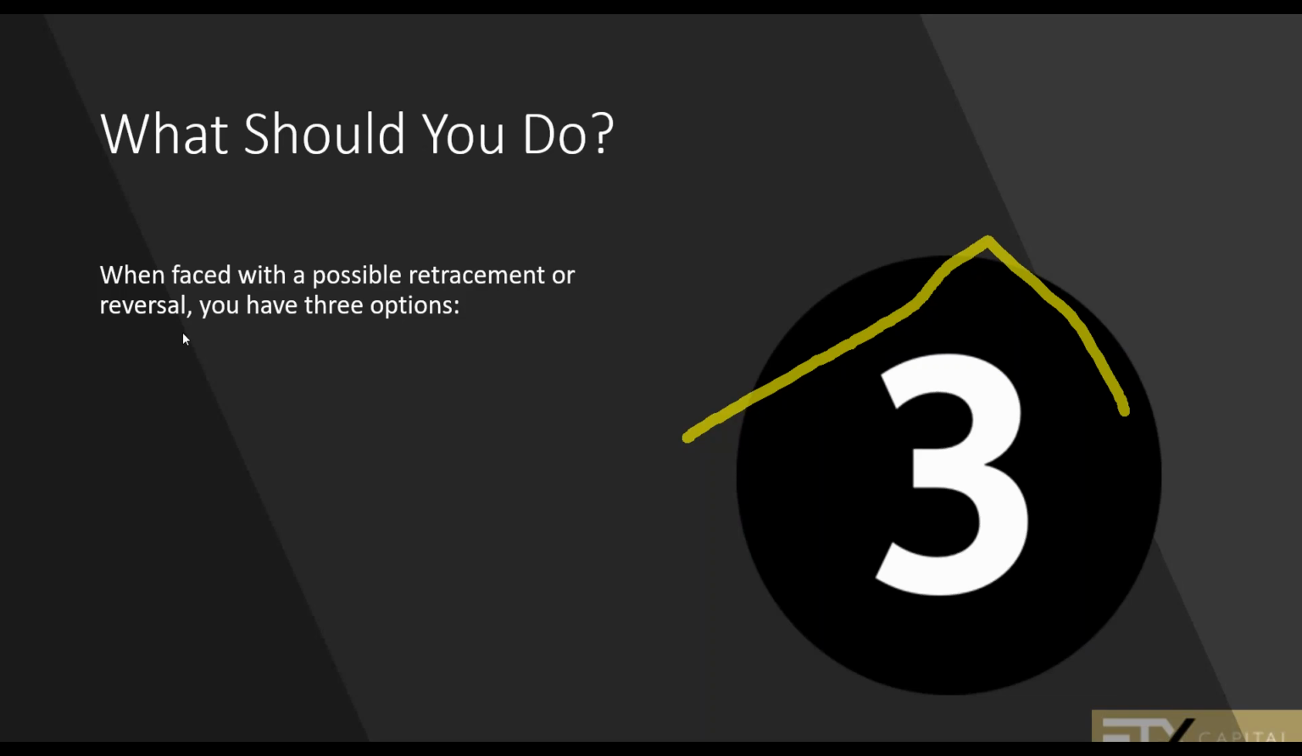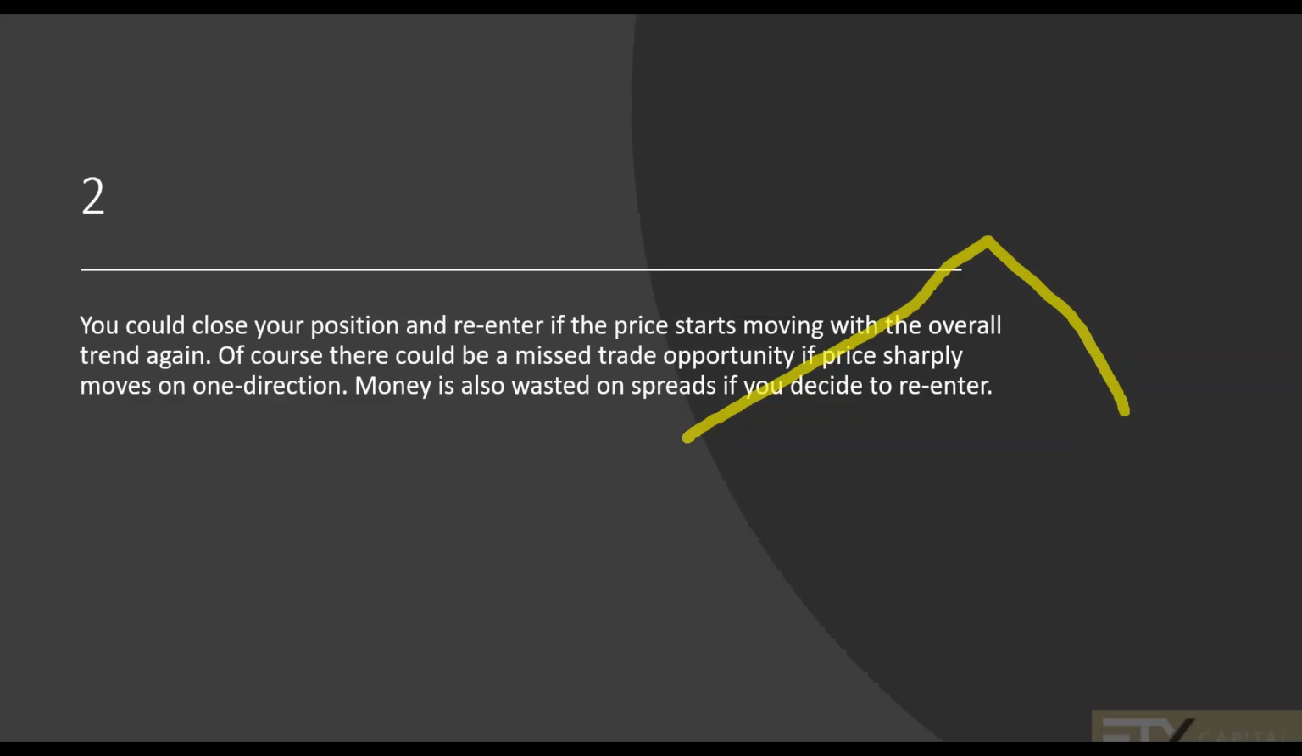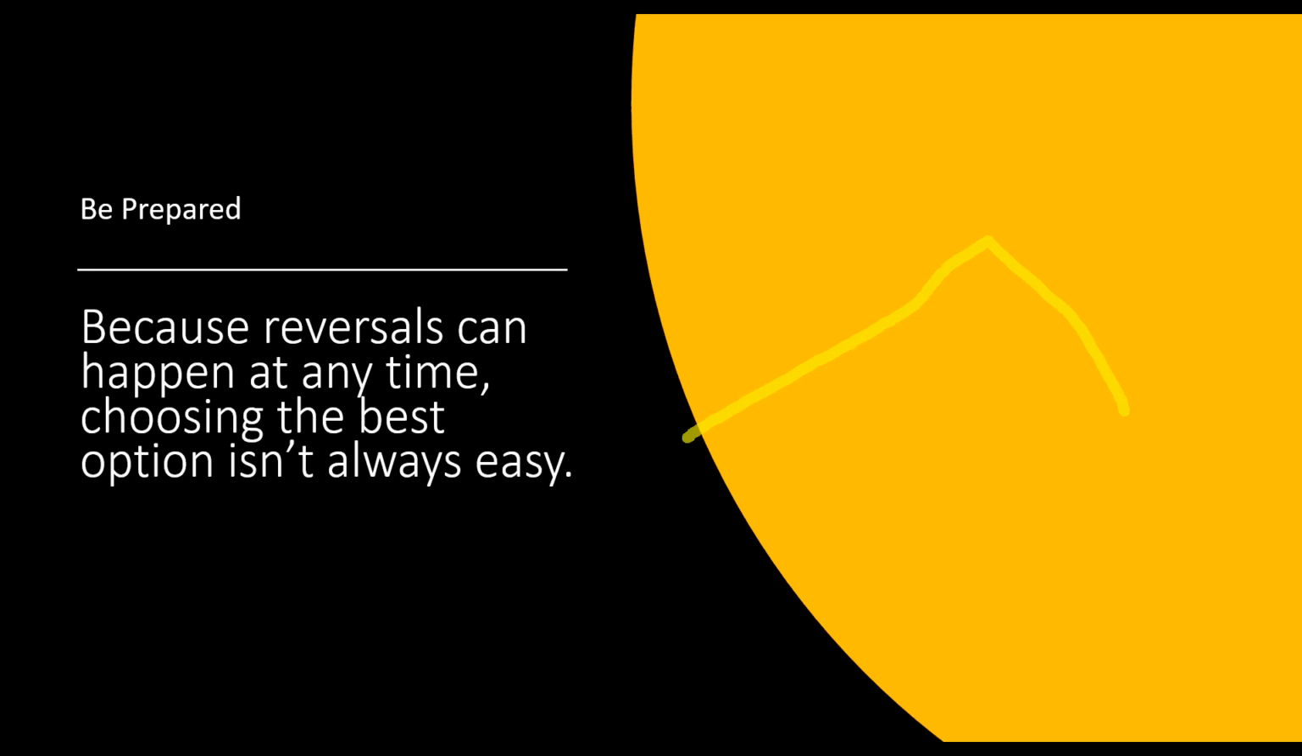So remember, when faced with a possible retracement or reversal, you only have the same three options. If you're in a position, you could hold. You could close your position and re-enter when the price moves back, or you could permanently close. Because reversals can happen at any time, choosing the best option isn't always that easy.